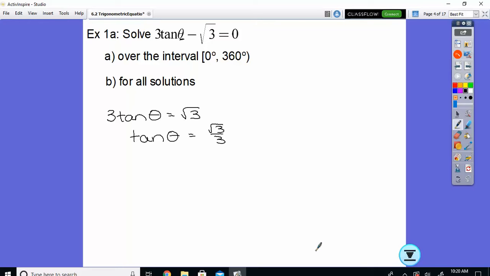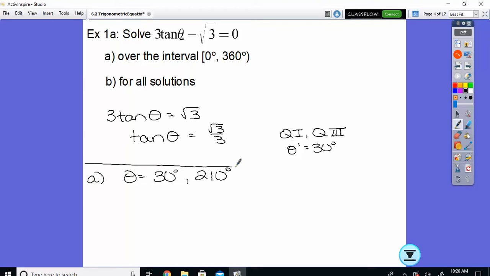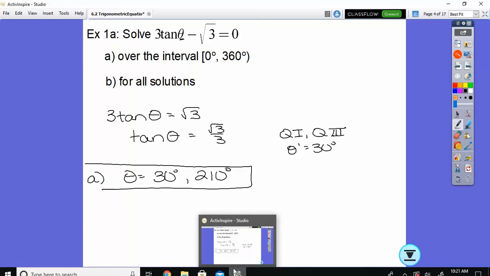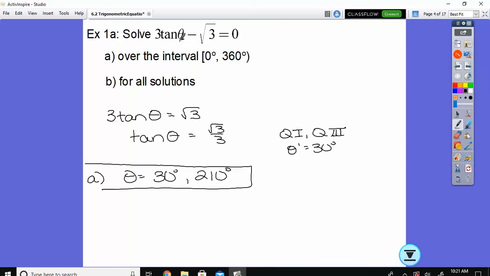So we've done this type of thing before. What quadrants would tangent be positive in? Quadrant 1, 1 and 3. So you will have 2 answers, one for each of those. Reference angle. When is tangent radical 3 over 3? 30 degrees. So in quadrant 1, 30 degrees is 30 degrees. In quadrant 3, 180 plus 30 is 210 degrees. That's part A. We could always check these if we wanted to. If we plug them back in, it should work out.